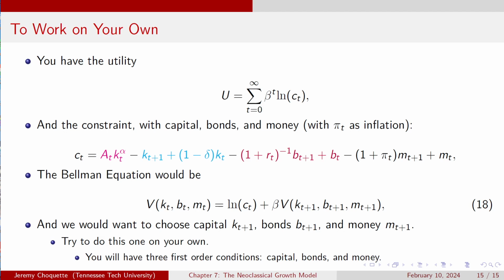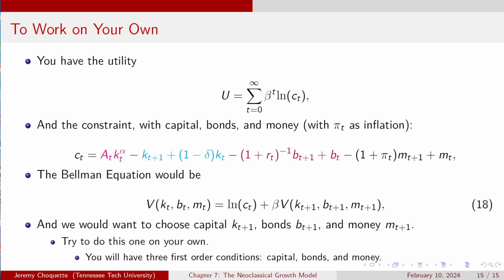Remember when I walked you through and I said, even if you've got bonds in the constraint, the Euler equation for capital is going to be the same. I remember saying that pretty clearly. So if the Euler equation for capital is the same when you put bonds in there, it's probably going to be the same when you put money in there. But we can extend that one step further. Not only will the Euler equation for capital be the same with money and bonds in there, the Euler equation for bonds will be the same with money put in there.